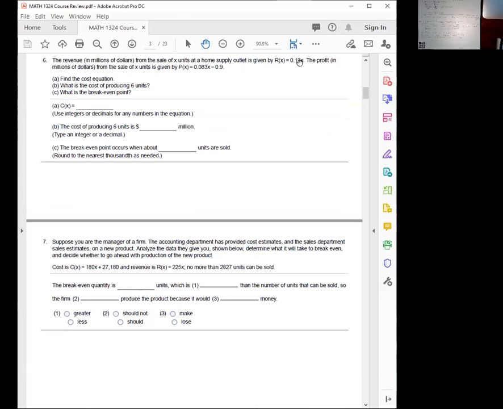Revenue is this function for a home supply outlet. The profit when the sale of x units is given by this. Find the cost function. Okay. So we got profit, and they want to know what it is. Yeah, so find the cost equation. Well, let's go on the next page.